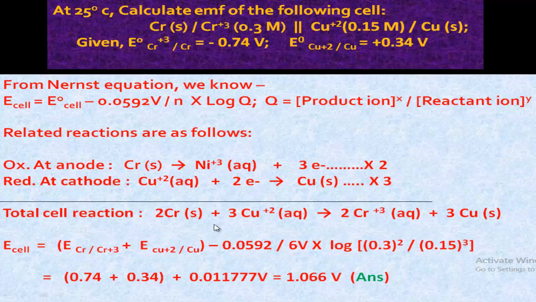For this, the number of moles of product ion and reactant ion is given. So from here also there will be E naught. From here we can easily put in all the values, so we can easily determine the EMF of this cell, 1.066 volt. So like this way we can easily solve problems based on the Nernst equation.